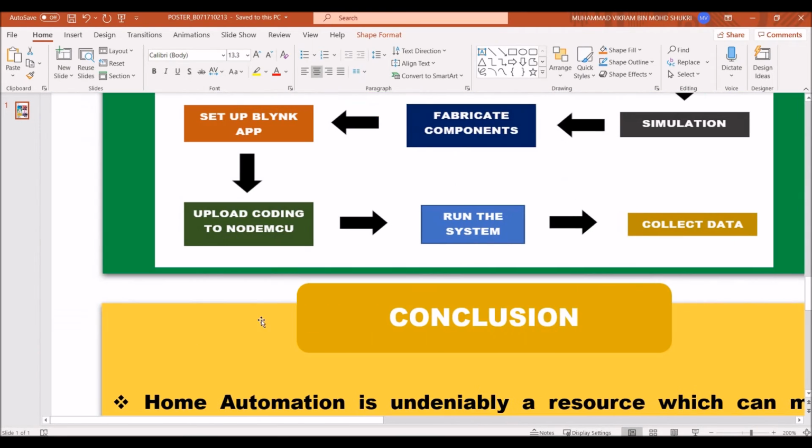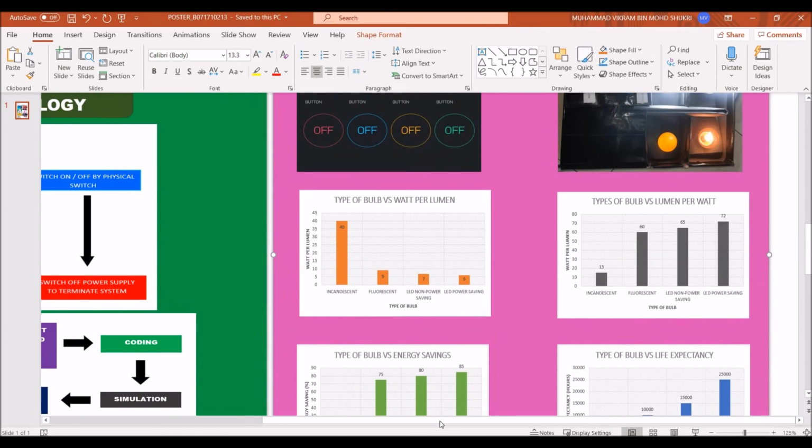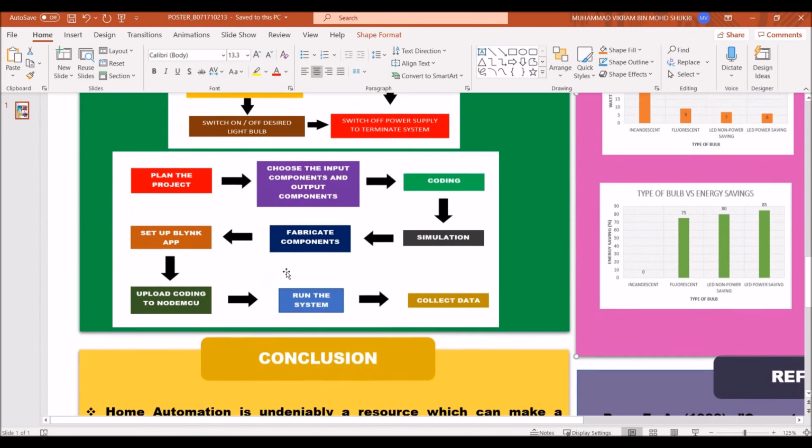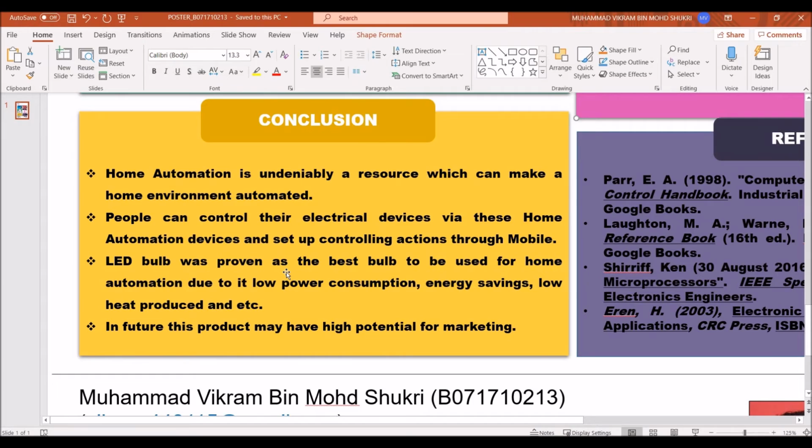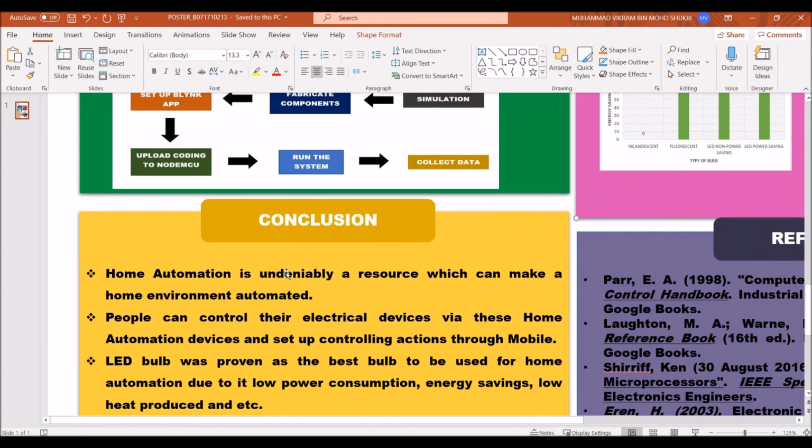And next, let's take a look at our conclusion. So this is my conclusion, and I would like to conclude my poster presentation.